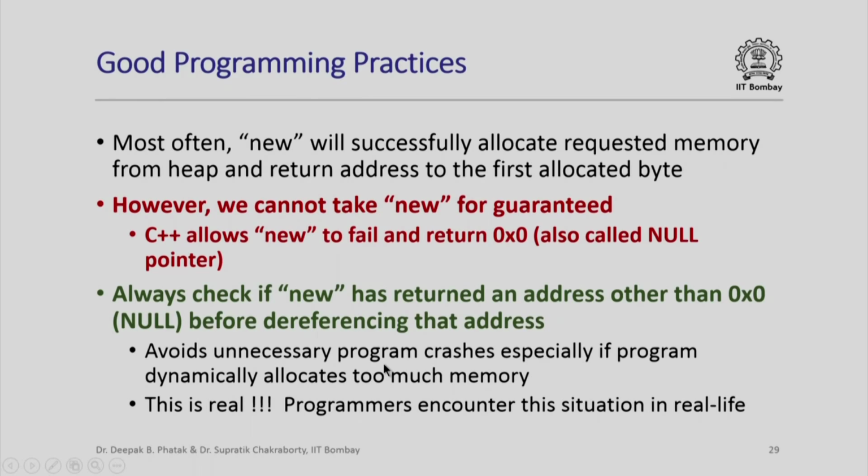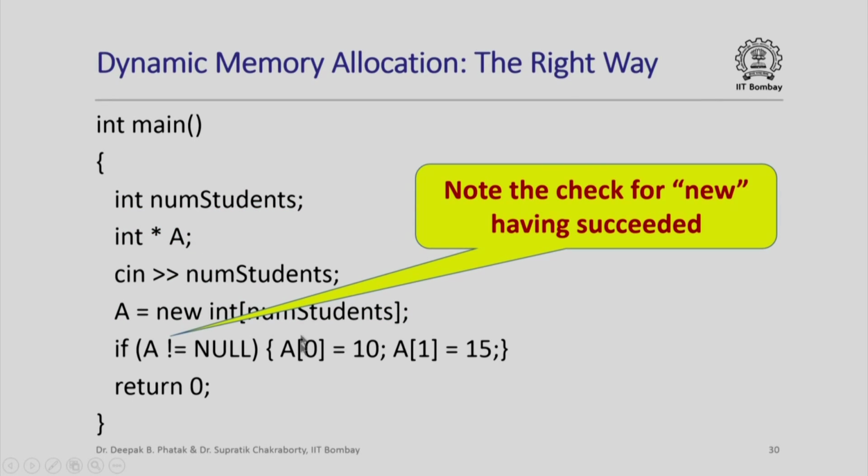This will actually avoid unnecessary program crashes, particularly if your program is dynamically allocating too much memory and you have run out of space on the heap. And this is a real issue. Programmers actually encounter this situation in real life. So, this is how you should do dynamic memory allocation. After you allocate memory for the array, you check whether it is not null, and only then you access the elements of the array.